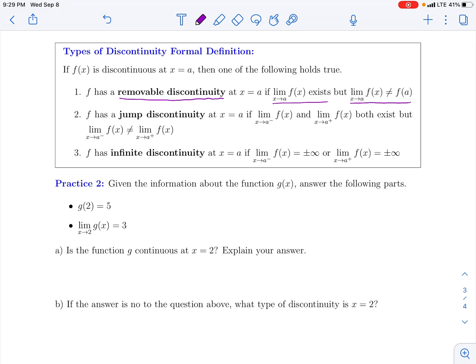As far as the second one, jump discontinuity, it says f has jump discontinuity at x equals a if the limit from the left and the limit from the right both exist, but they're not equal. In other words, the left-handed limit is a number and the right-handed limit is a number, but the numbers just aren't equal. So not only will we say the limit doesn't exist, but now we can say that there's jump discontinuity there at x equals a. And the last one is f has infinite discontinuity at x equals a if the left-handed limit or the right-handed limit is some form of infinity.